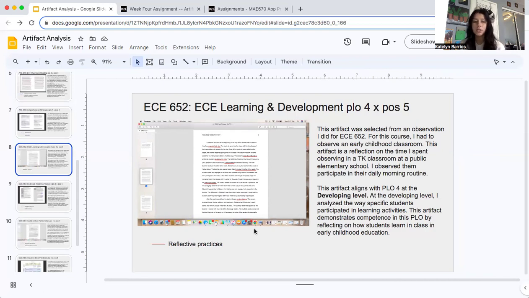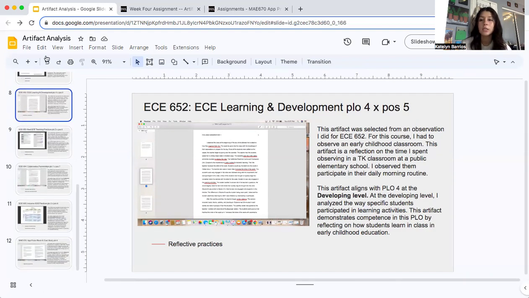So as a guide for this observation, I really focused on several students that both learned differently, and I reflected on what the difference was between these two students and how they learned. This artifact demonstrates competence in this PLO by reflecting on how they learned in an early childhood classroom based on their daily routines.